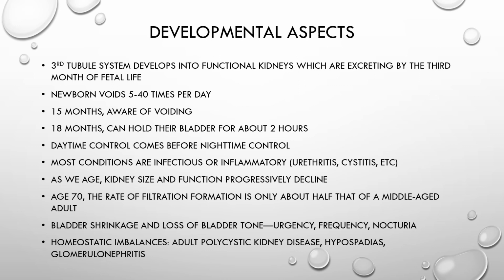By 2 months of age, the infant is voiding approximately 400 mLs a day, and the amount steadily increases until adolescence when adult urine output is achieved, which is about 1,500 milliliters a day. Control of the voluntary urethral sphincter coincides with nervous system development. So by 15 months, most toddlers are aware when they are voiding. By 18 months, they can hold their urine in their bladder for about 2 hours, which is the first sign that it's time to start potty training. A child usually achieves daytime control well before nighttime control, which is usually not complete until the age of 4.